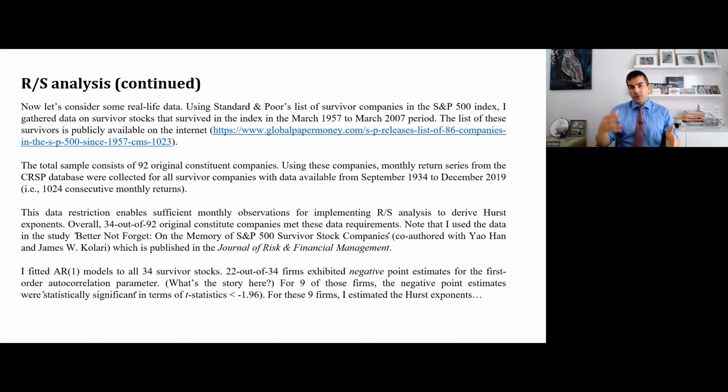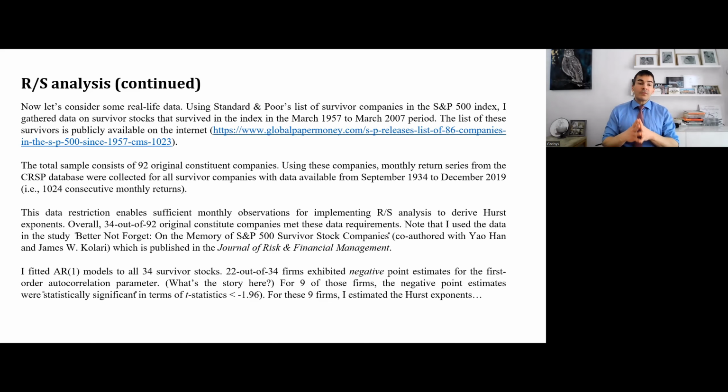Well, first of all, our sample ended in December 2019, and we went back in time and had a look at how many of these companies had 1,024 data points available back in time. This data restriction enables sufficient monthly observations for implementing the R/S analysis to derive the Hurst exponent. Overall, there are 34 out of 92 original constituent companies that met these data requirements.